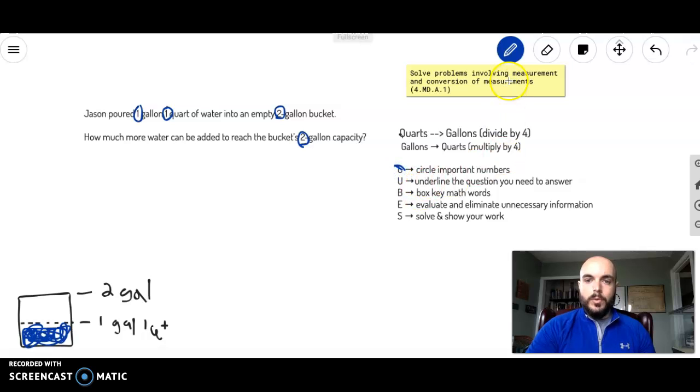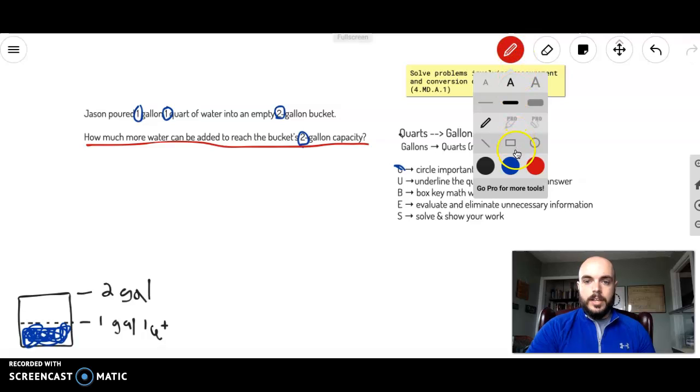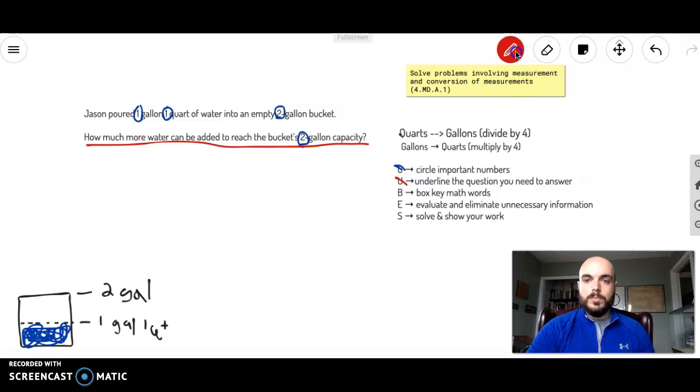Next, I need to underline the question I need to answer. I'm going to do this with my red. I found my question mark. I need to know how much more water can be added to reach the bucket's 2-gallon capacity. Good. Next, I'm going to use my black.